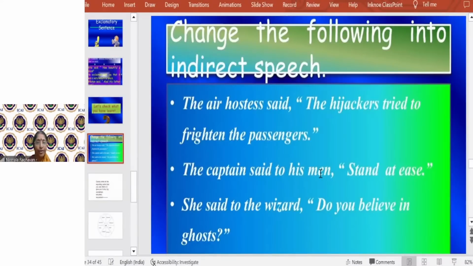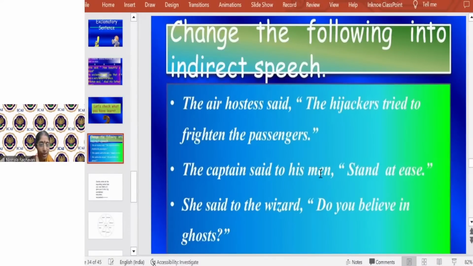Okay, the answer I think I have to say. The air hostess said the hijackers tried to frighten the passengers. The air hostess said that the hijackers tried to frighten the passengers. Just that. Okay. The captain said to his men, "Stand at ease." The captain ordered his men to be at ease. The captain ordered his men or commanded his men to be at ease.